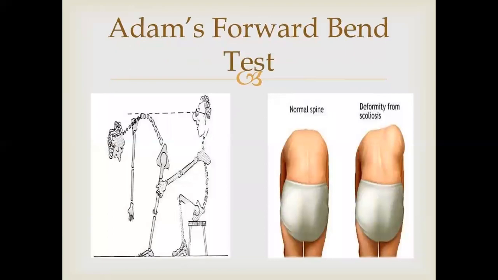Next up, the Adams forward bend test. As you can see, the patient is moving forward, bending down, touching the toes. We can see the alignment of a normal spine. And here, as you can see, the scoliotic alignment, which shows a curvature and hump at the right side. This is all about the Adams forward bend test.